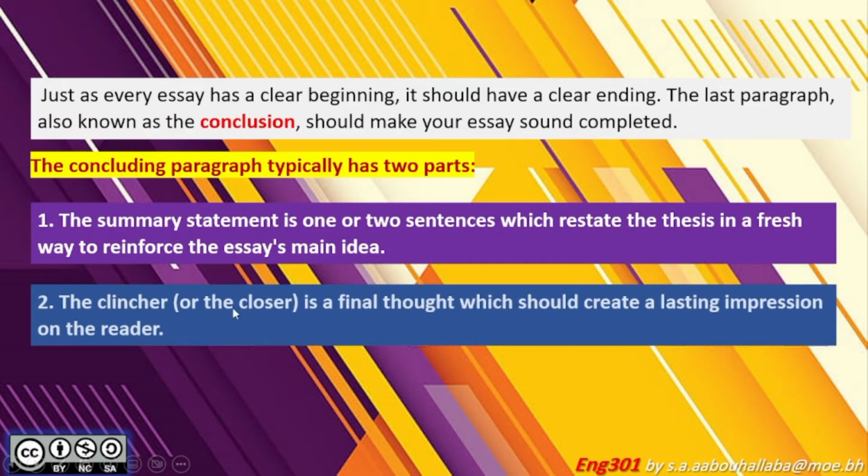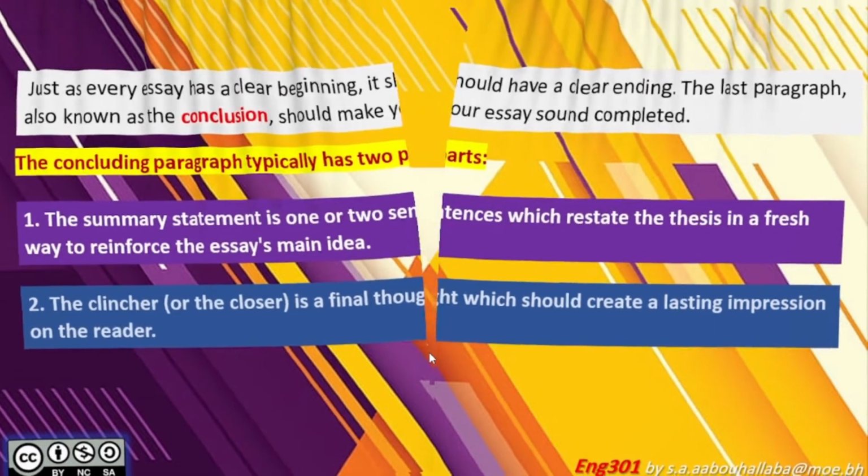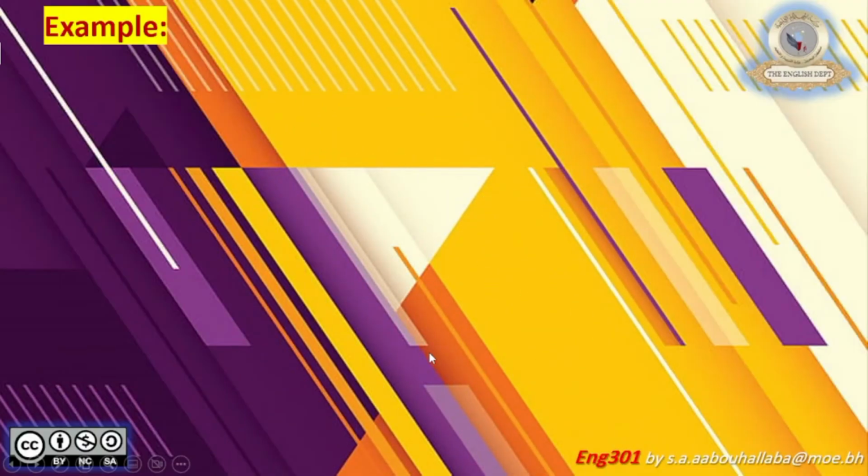The clincher or the closer is a final thought which should create a lasting impression on the reader. This is what you are going to leave in the reader's mind. Try to make it very impressive to get a good impression on the reader. Now let's look at an example, and I'll give you the example. You can pause there and read it carefully, and then you can move on.